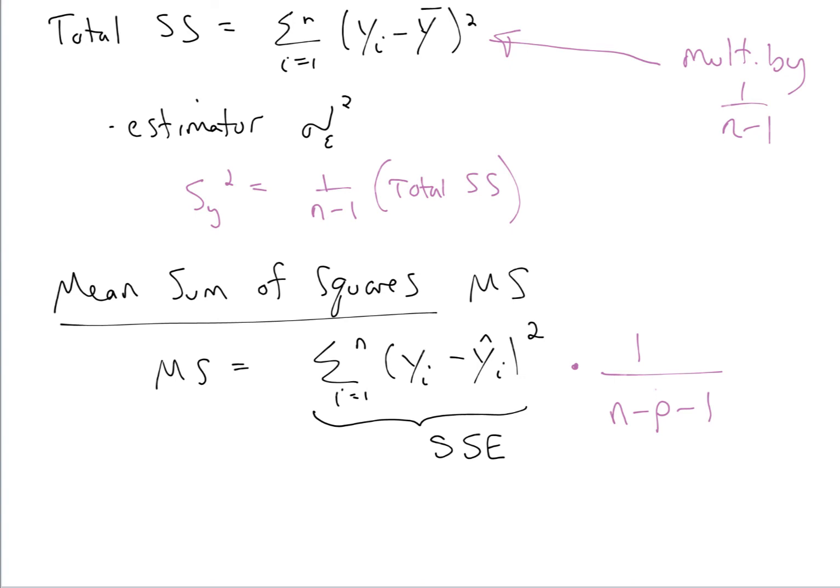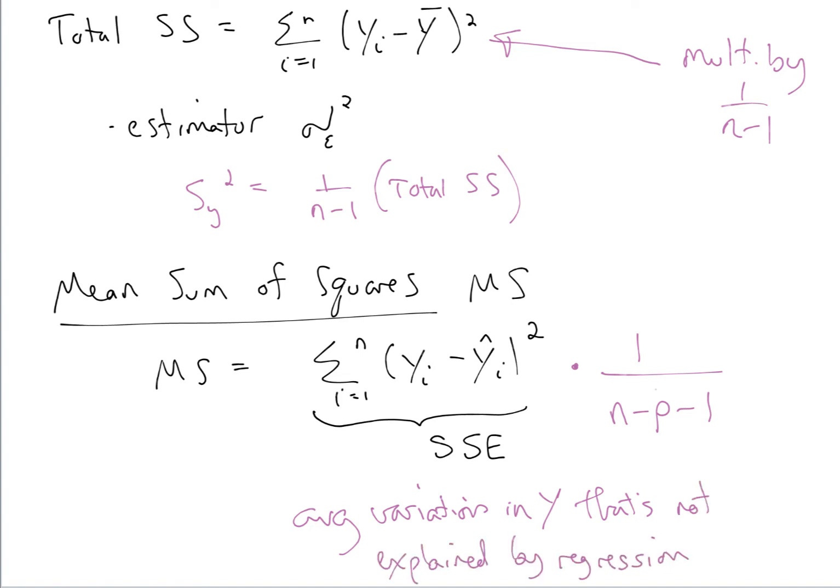And also recall that this SSE was the variation in the regression that's unexplained by the regression itself. So this is the average, in the unbiased sense, of that. So the average variation in y that's not explained by the regression. And so this is what we're going to use to define our adjusted R square.